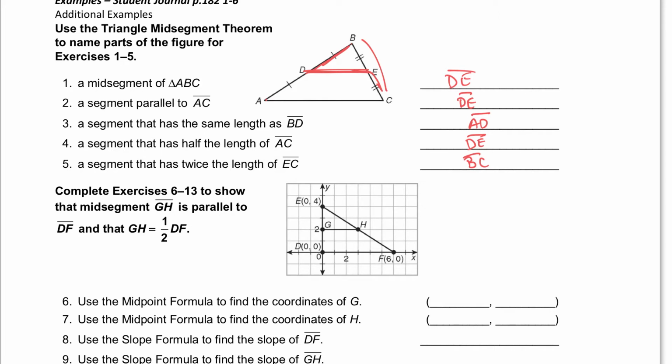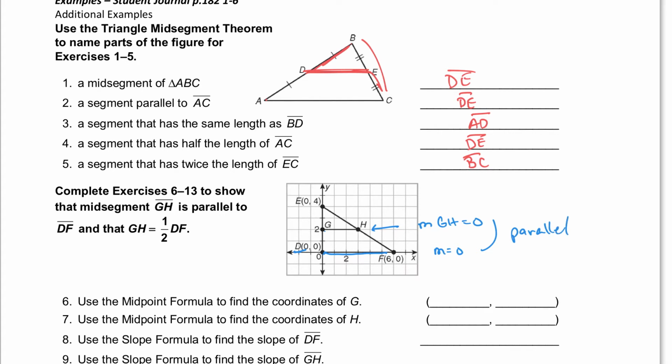that it's 1/2. Okay, so since we have to show that it's parallel to it, what we're going to do is find this slope, right? The slope from D, which is right here, to F. This slope equals 0. It's a horizontal line. I don't even need to calculate it. Well, then look at this. The slope from G to H is also 0. So these two are parallel.